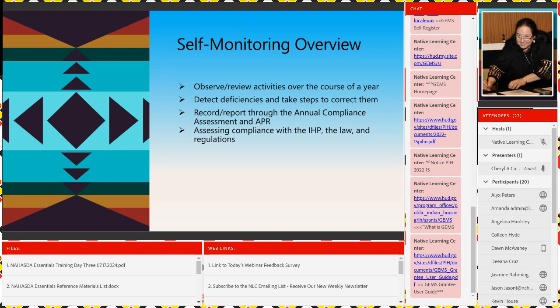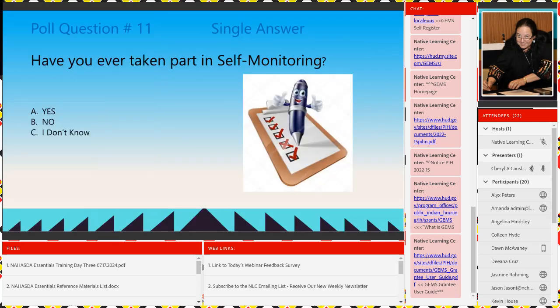HUD pulls 10% of the files. They pull this one. I don't think you're going to get a monitoring finding because you discovered it yourself. Okay. It's going to be there forever and ever. You have to keep it in that file forever. It's going to get pulled sooner or later. Might as well identify it yourself. That's just my thoughts on it.